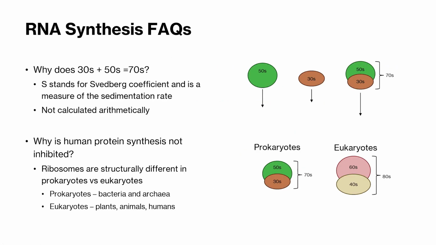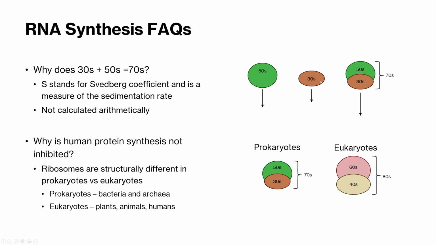So just a couple frequently asked questions about protein synthesis is, why does the 30S plus the 50S subunit equal 70S? So this is a ribosome right here, right? This is a bacterial ribosome. Why does it equal 70S? Why does 30S plus 50S not equal 80? That would make sense. It would, but this is not math. The S stands for Svedberg coefficient, and it's a measure of sedimentation rate.